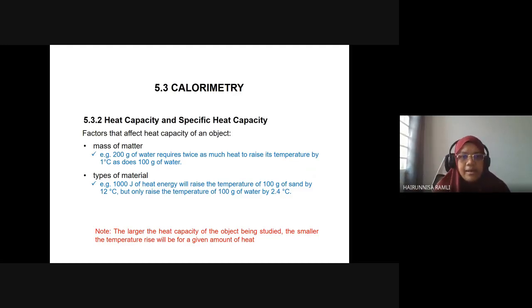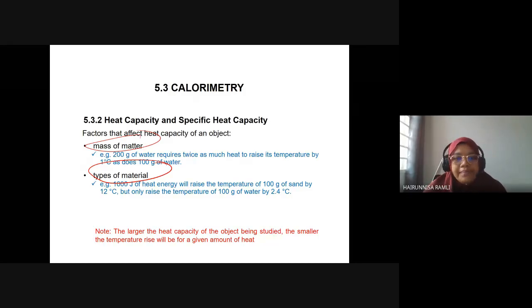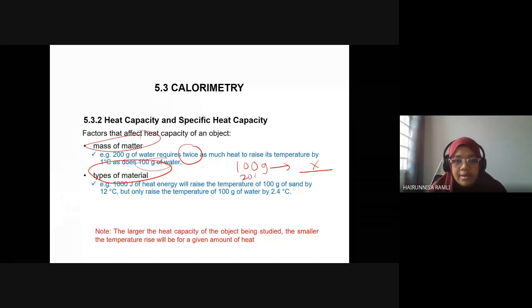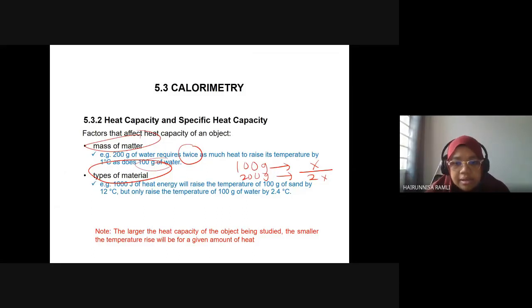Ada factors that affect both capacity ni. Okay, first is mass of matter and also types of materials. So mass of matter here, let's say when we want to compare 200 gram with 100 gram of water, of course 200 gram water requires twice, dua kali ganda lah. Okay, 100 gram, let's say you ada X heat dia. Tapi kalau 200 gram, you nak naikkan 1 degree Celsius, dia akan dua kali ganda, 2X. Okay, and then type of materials also, for example, you compare between sand and water, liquid and solid. Of course, juga akan ada perbezaan lah kat situ.